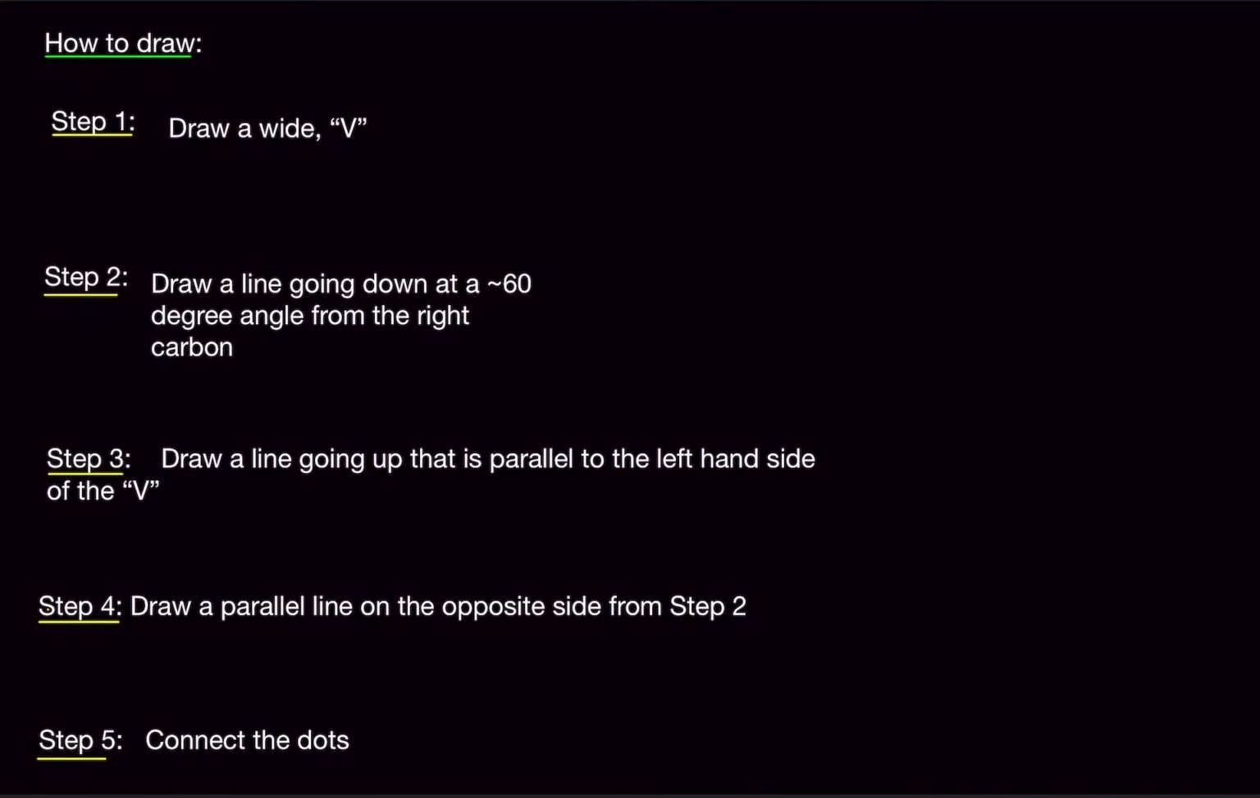So here's what you do: you're going to draw a wide V first. So let's do that. Oops. There you go. Okay, that's good enough. A wide V. Now draw a line going at about a 60-degree angle right here. Then you're going to draw a parallel line from this one, right here. And then you're going to go here, and connect the dots like this. And that is your regular chair conformation.